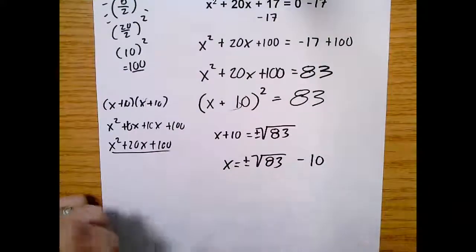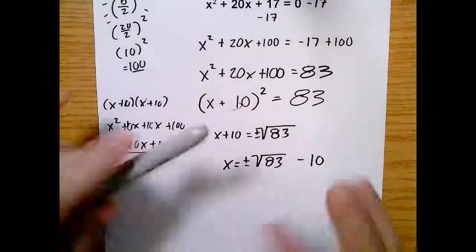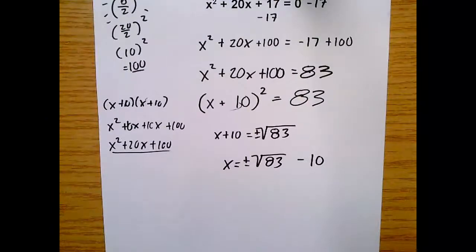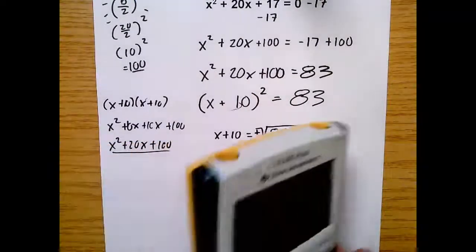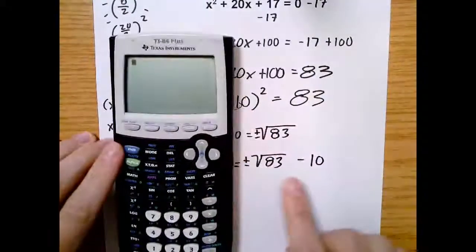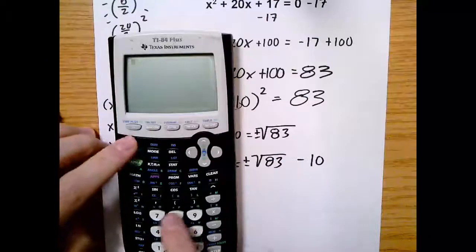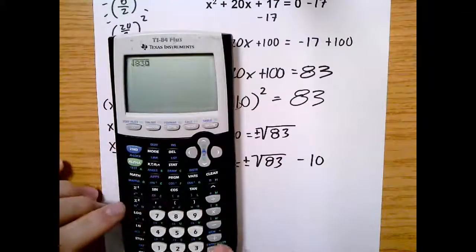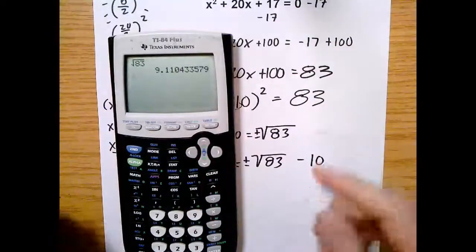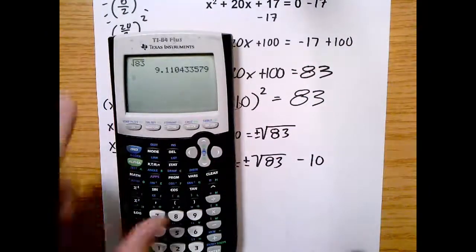Now, in all honesty, this really doesn't help us visualize where our parabola is crossing the x-axis. So it is not a terrible step to bust out your handy-dandy calculator. And let's see here. I want to just find the square root of 83. Okay, so I just say square root of 83. And it tells me it's 9.11, so I'll just round it to 9.11.